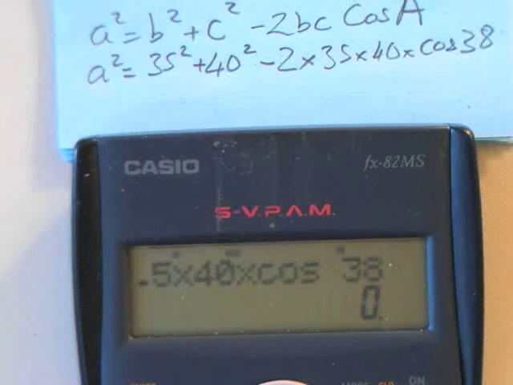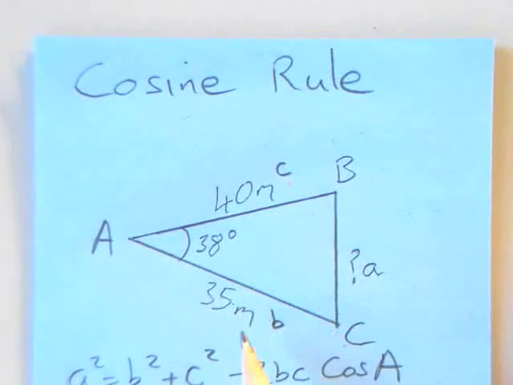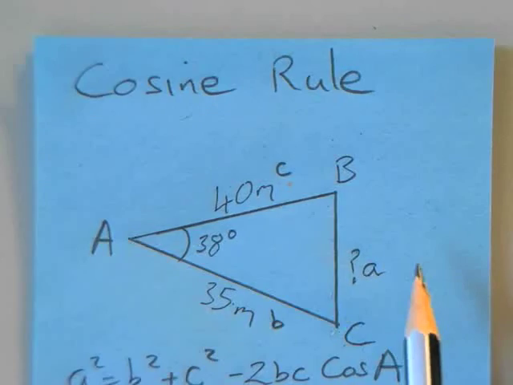Yeah. I press equals and I get 509. Now, let's use a little bit of common sense here, gentlemen, ladies. 40, 35, acute angle, 500? Probably not. Yeah. But please remember that that is actually what a squared is.